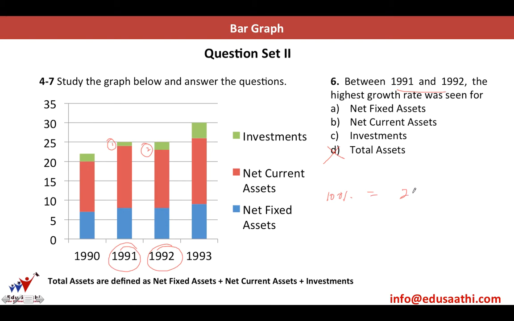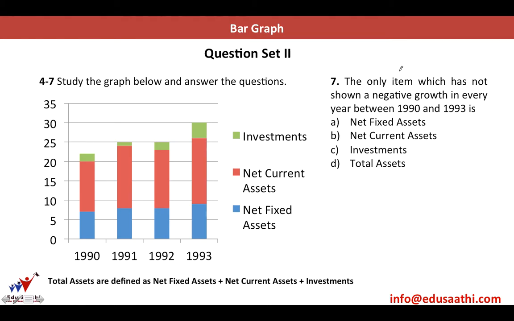I get 2, which is the final value, minus 1, the initial value, divided by the initial value, which is 1, into 100. So this gives me 100%. Let's check for net current assets. Net current assets are this red bar. Obviously, we do not see a 100% increase because they are more or less the same. And when we check the net fixed assets, they are also more or less the same. So obviously, investments have shown the maximum growth rate, which is 100%.